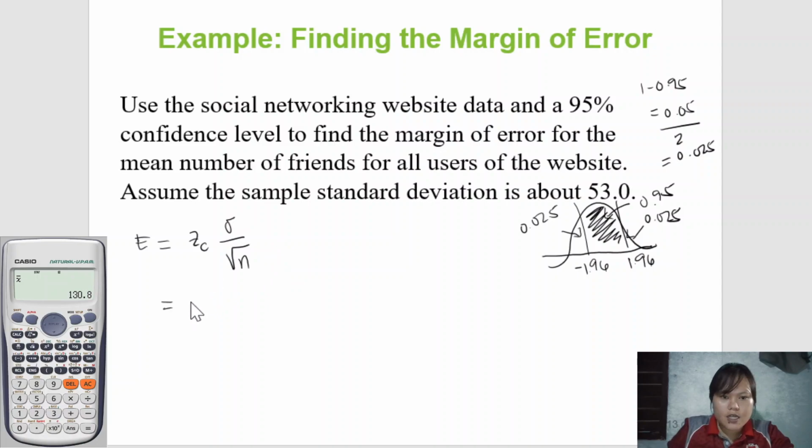Okay, here Z is actually 1.96, times, okay, that's the value of your standard deviation. Standard deviation is equal to 53, and your square root of n is 40. Where do I get the 40? This is the same example as what we solved a while ago. So that has 40 numbers inside. So that's n.